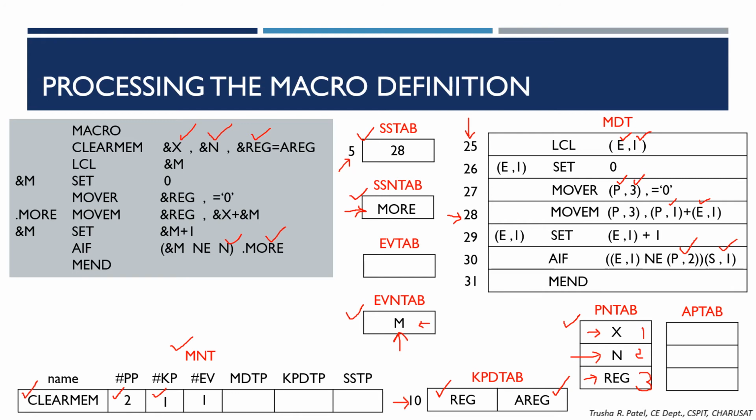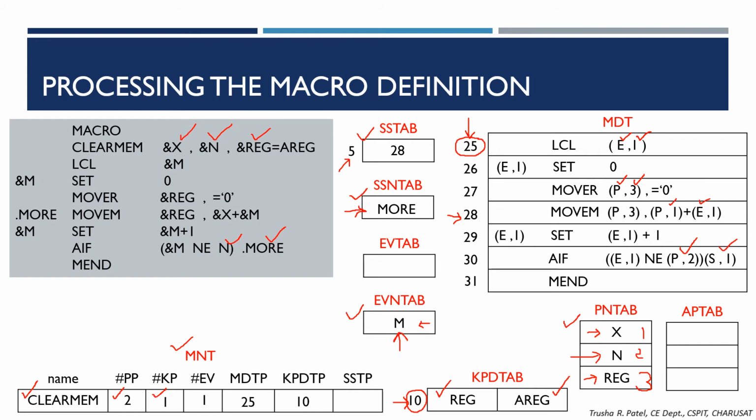The next is the pointer to the MDT, that is the very first memory location from where we have started the entry inside the MDT. So that is 25. The next is the pointer to the KPD tab. So the memory location where we have done the first entry in the KPD tab, that is memory location 10.